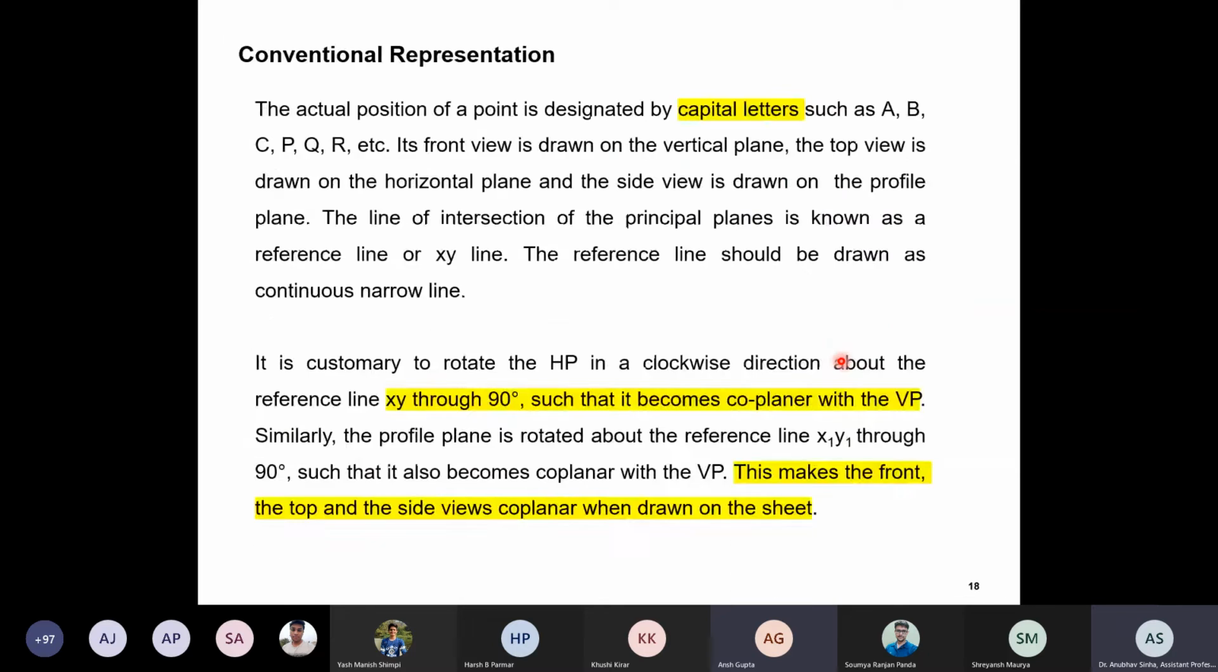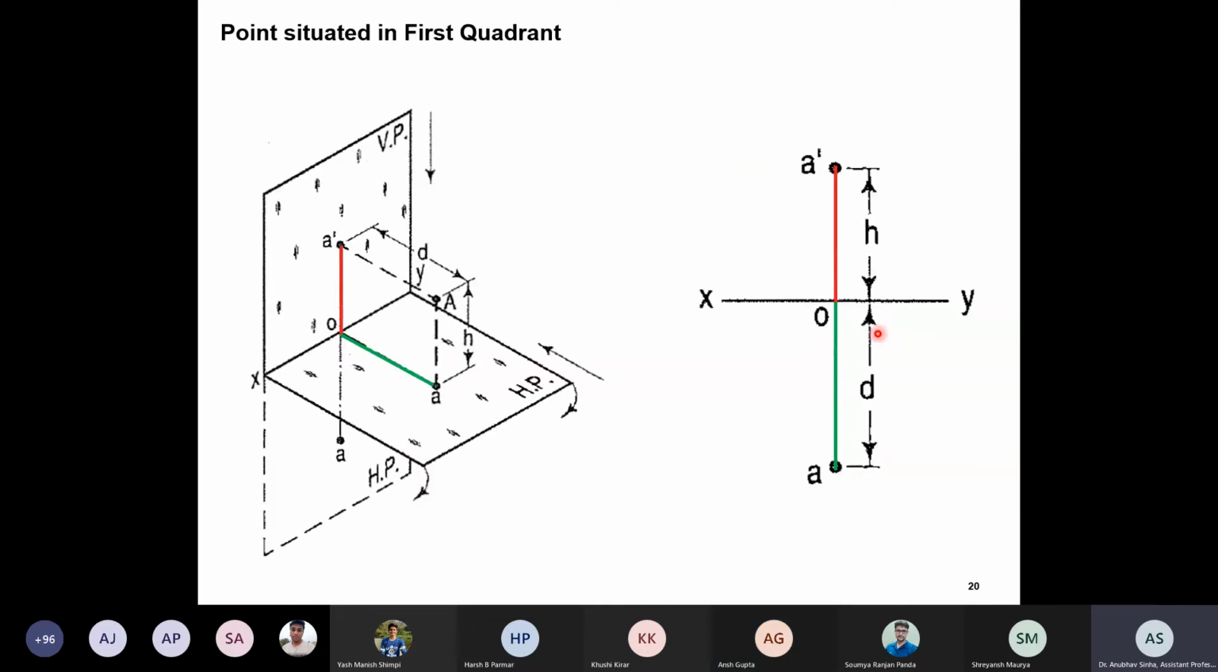See, you want to make a 2D picture, right? This picture you will see is in 3D, right? I want to represent it like this. So that's why you rotate this plane, you bring this plane down. Okay, let me discuss this example. I hope you will be clear with that. So let us say we have a point which is situated in the first quadrant. This is the point.